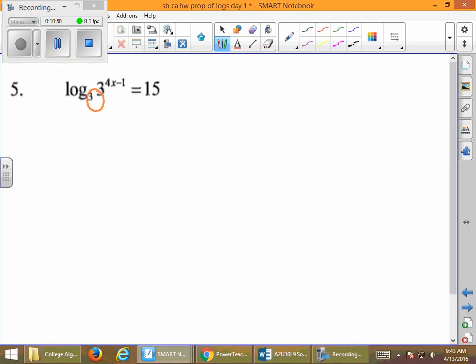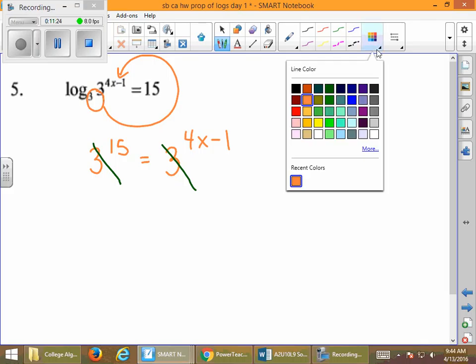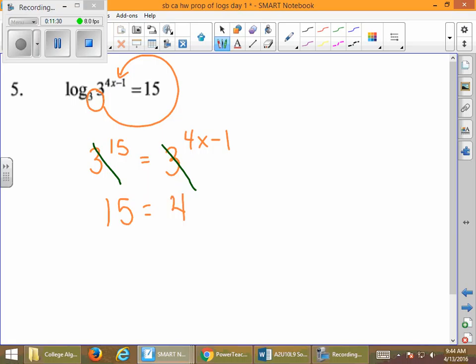Remember what we're going to do. We're going to take this 3, and we're going to go around the world here. So this is going to be 3 to the 15 equals 3 to the 4x minus 1. And whether we have a logarithm in here or whether we have some base in there, we need common bases. So we have a base of 3 on the left side, we have a base of 3 on the right side, and because of that, we don't need to deal with the 3's. We need the other part. We need the 15 and the 4x minus 1. And then we're going to solve that equation.